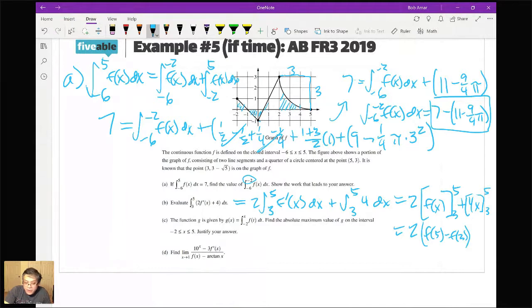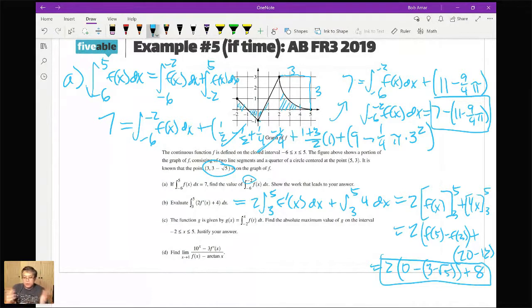Okay, and you would expect this to be the case, even though the area under f is positive, f prime is negative because f is decreasing. So you would expect its integral from 3 to 5 to be negative. Okay, so that's not a mistake. And so this is plus 20 minus 12. Okay, I could have told you that. And so this is 2 times 0 minus 3 minus root 5. Here you have to use this value. Plus 8. And you could just substitute in the numbers and not add them together. No need to combine them. Okay.